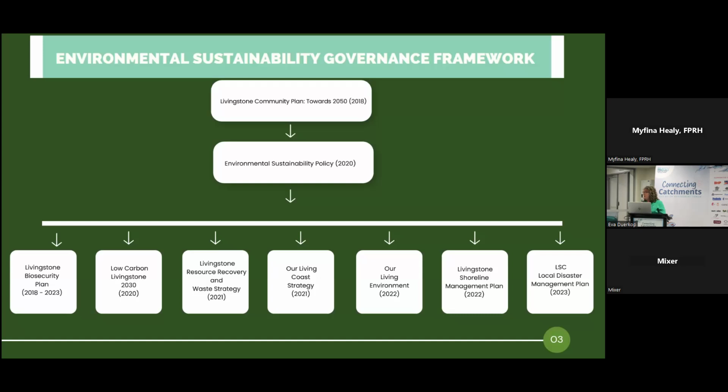We have a resource recovery and waste strategy to help us look forward into the future in terms of reducing waste production and how we can do that better. Our Living Coast strategy is about coastal hazard adaptation. Our Living Environment strategy is for biodiversity. It's the first time Council's had a biodiversity strategy.